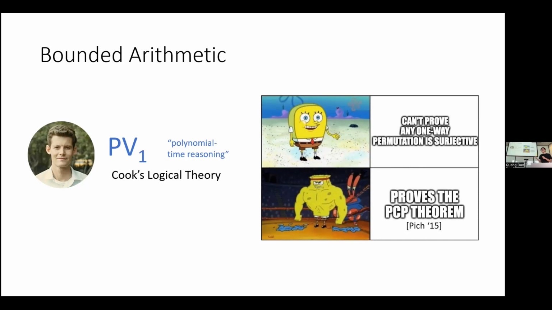Also, most interesting results in circuit lower bounds, you can prove using PV1 or PV1 plus something. So it has quite a mysterious strength, because of course a permutation must be surjective, but it cannot prove it. But the PCP theorem is supposed to be something hard, and it can actually prove it.